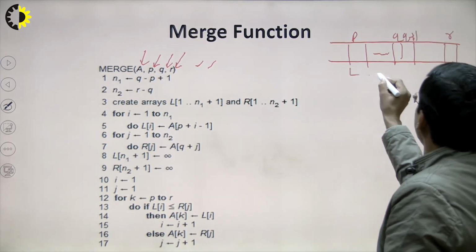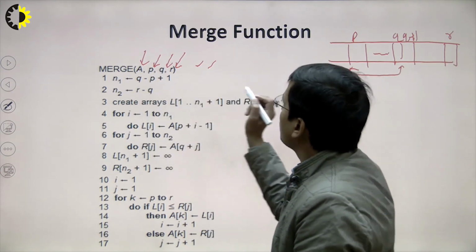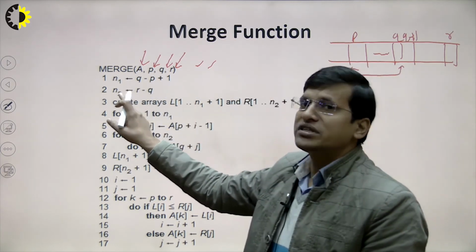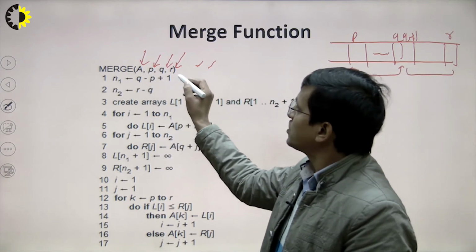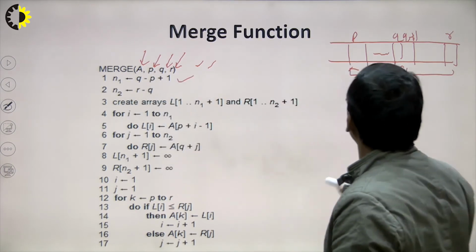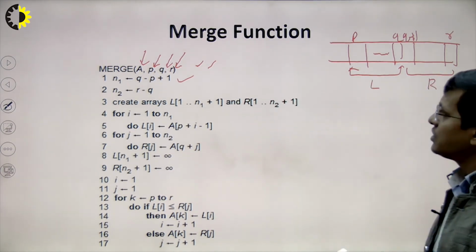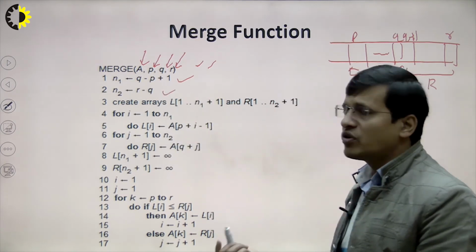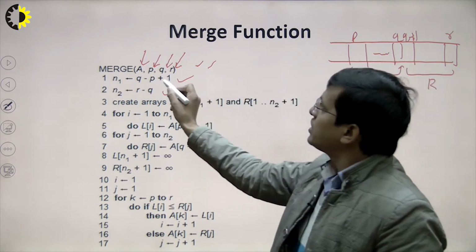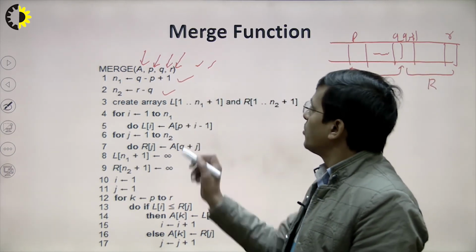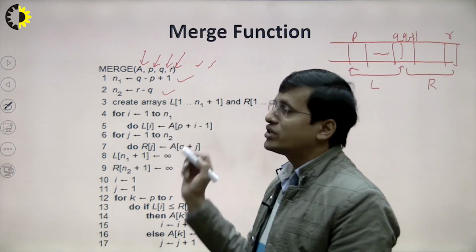First of all we have to find out how many elements are present in the left array. So n1 represents the number of elements in the left array and n2 represents the number of elements in the right array. n1 is Q minus P plus 1, right? Similarly n2 is R minus Q. Here I am considering the Q value also, that's why plus 1 is there, but for the right we are not considering it because we started from Q plus 1, so R minus Q comes.